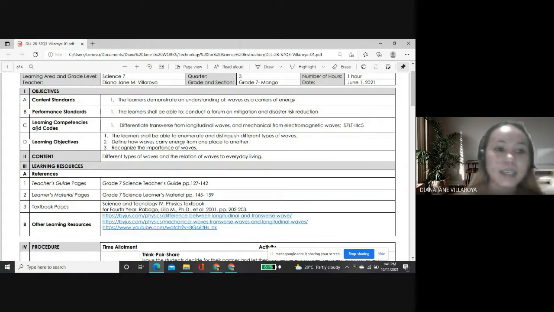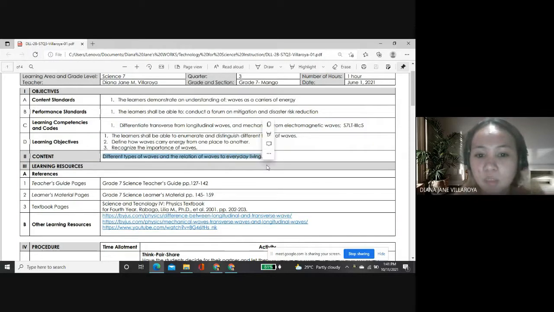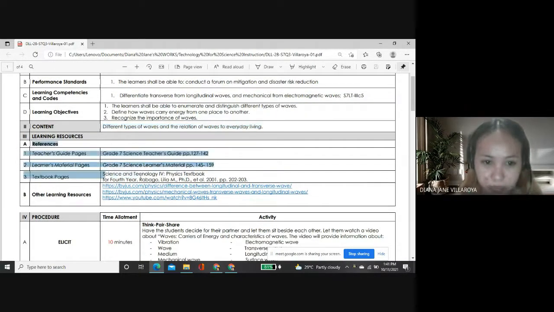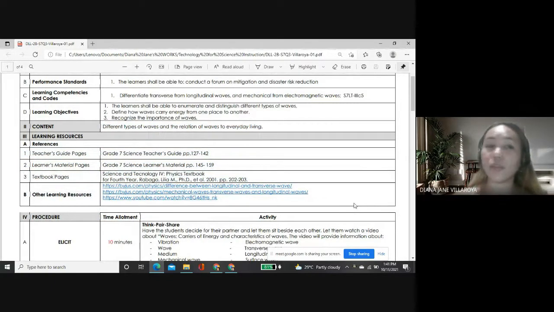And next is learning competencies and codes. This is actually stated in the K to 12 curriculum guide, so you can see that there. And also the learning objectives. The learner shall be able to enumerate and distinguish different types of waves, define how waves carry energy from one place to another, and then recognize the importance of waves. And its content will be different types of waves and relation of waves to everyday living.